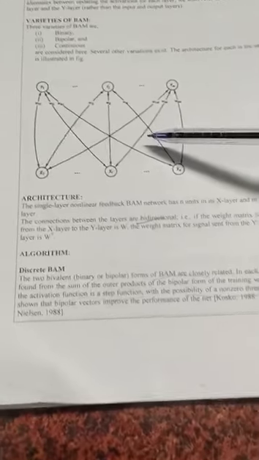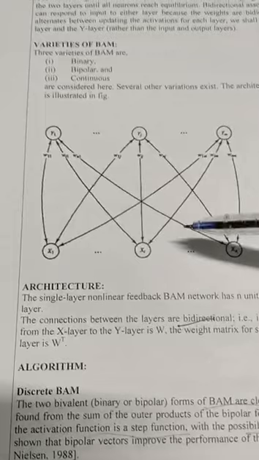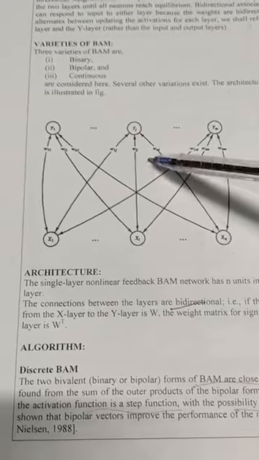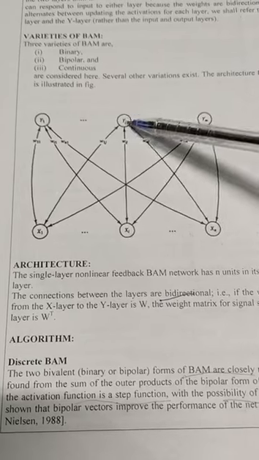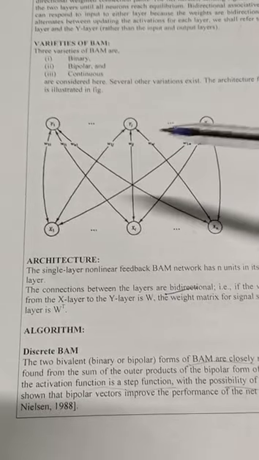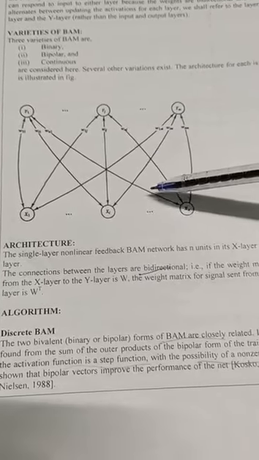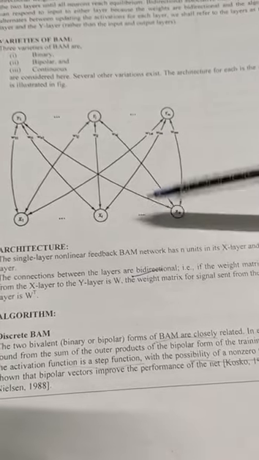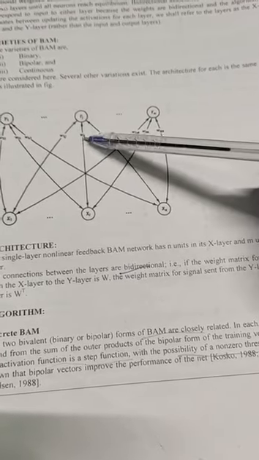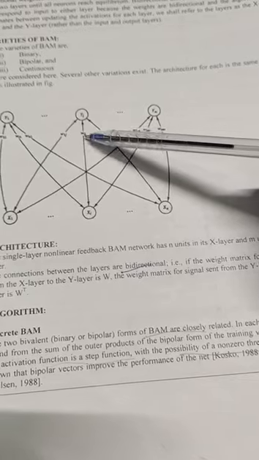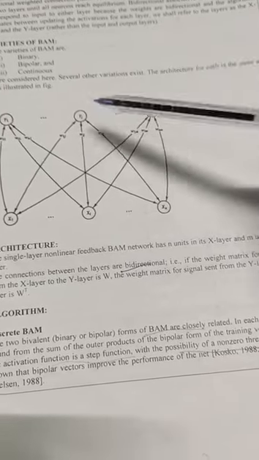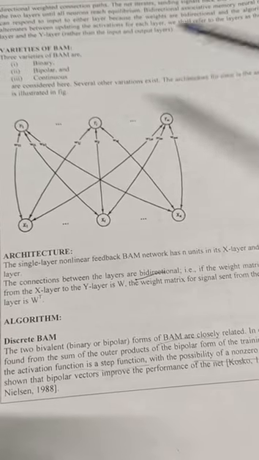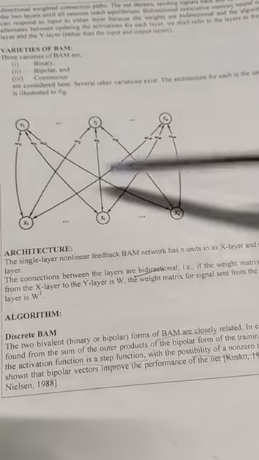Now you are seeing the architecture. In this, the weights are connected between the X neuron and the Y neuron. The first step in this bidirectional associative network is to calculate the values of the weights required to memorize the patterns, to memorize the input and output patterns.